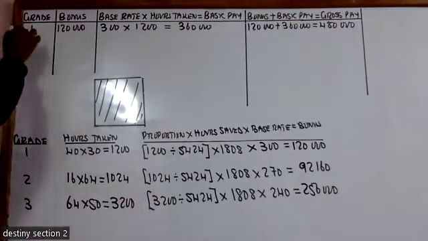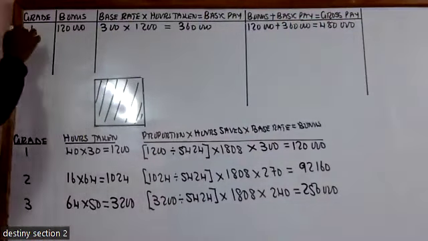So if I say 92,160 plus 276,480, that will be 368,640.